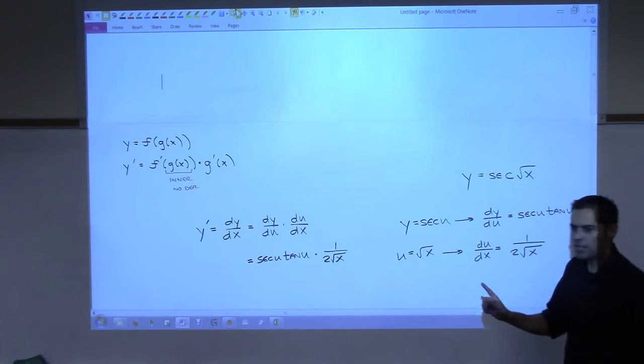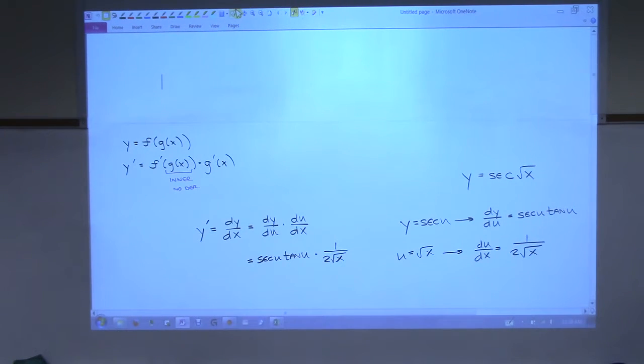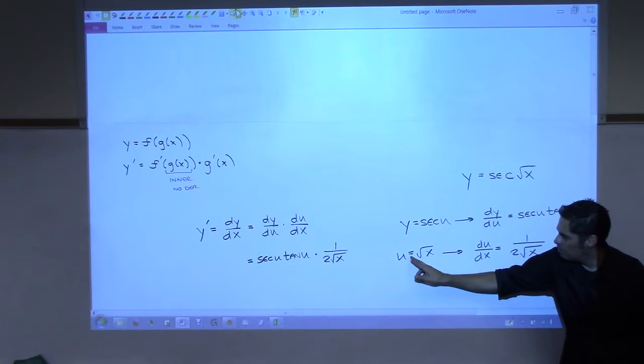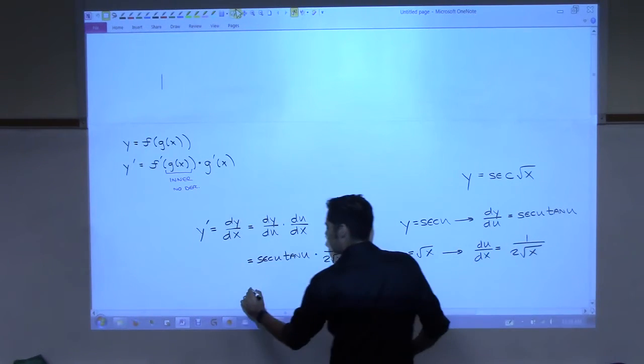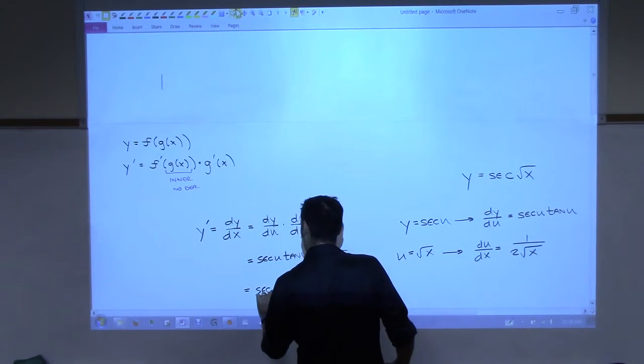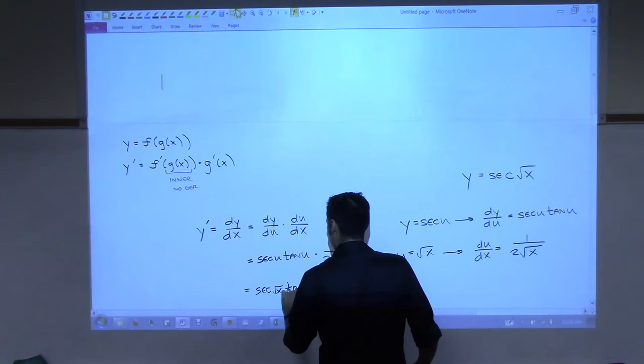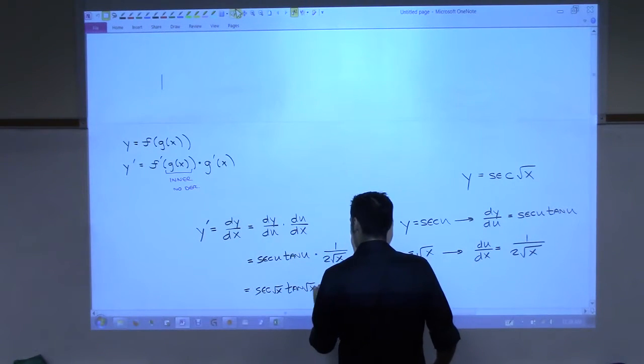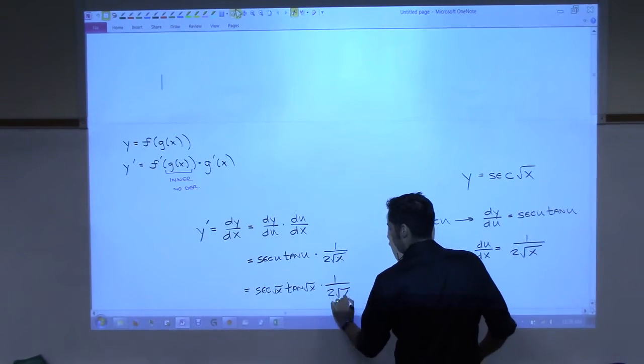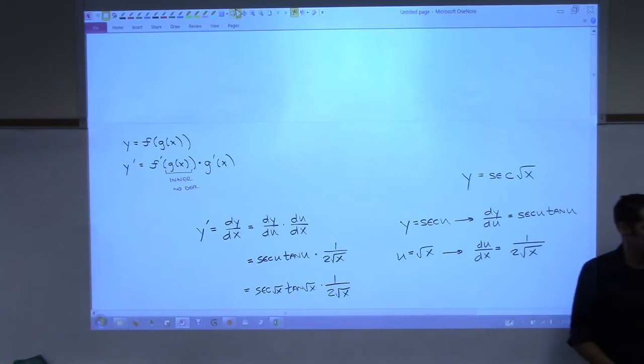And that's almost the same answer we had, except that his answer has u's and x's, right? Let's try and get it all to x's. So you'd replace the u's with what? What is u? Root x. So you just rewrite this: secant root x tangent root x times 1 over 2 root x. And if you look back in your notes, we just got that same exact answer.